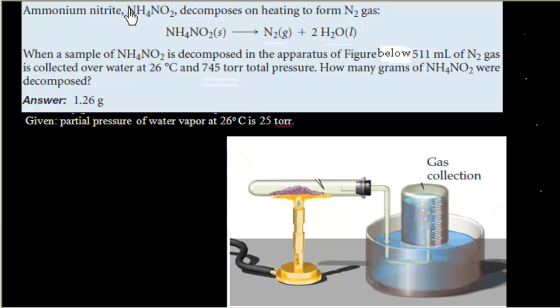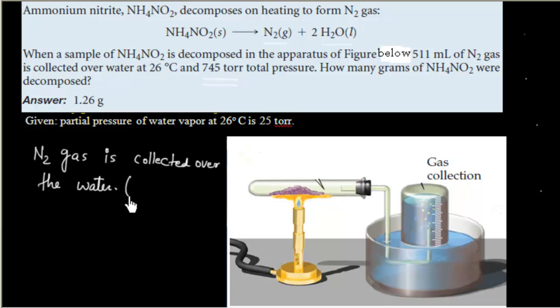So the question says ammonium nitrite decomposes on heating to give nitrogen gas. So we have ammonium nitrite here, and this is heated and gives you nitrogen gas, and nitrogen gas is collected over the water. So basically nitrogen gas is collected by the water displacement method.